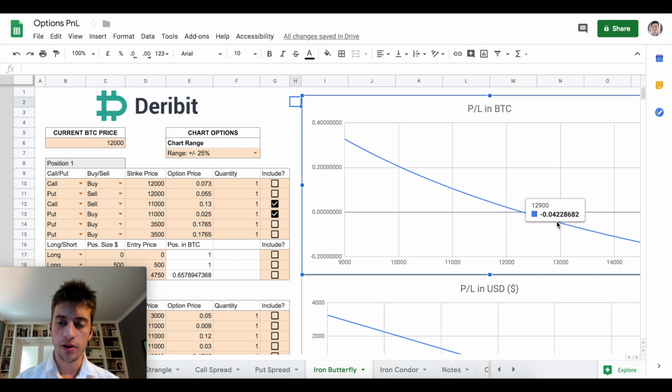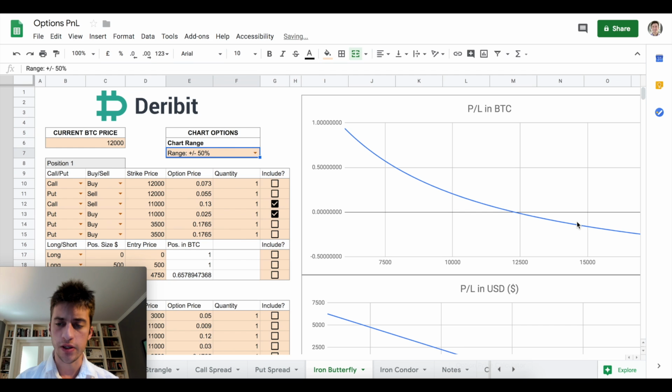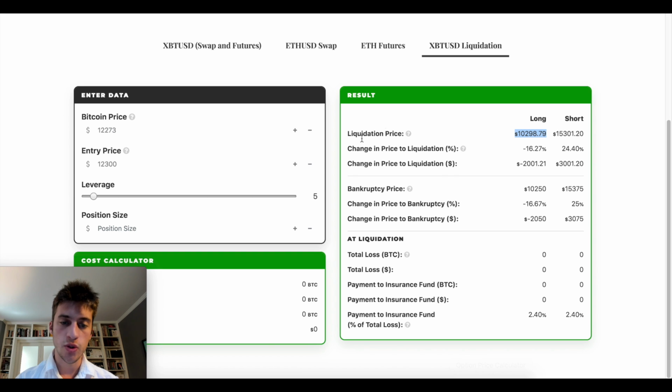You will be liquidated when this goes to minus 0.2, meaning here you'll be liquidated way off screen. Price would have to go to 15,840 for you to be liquidated. Now, if we short here, we would actually be liquidated at 15,301. These numbers are a little bit off.